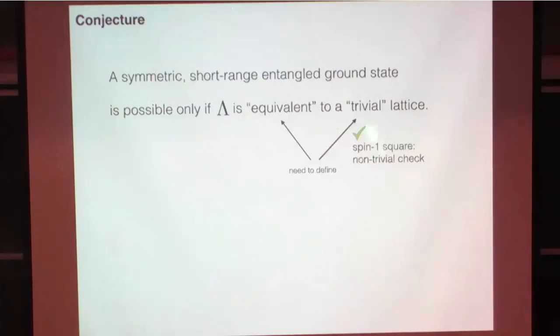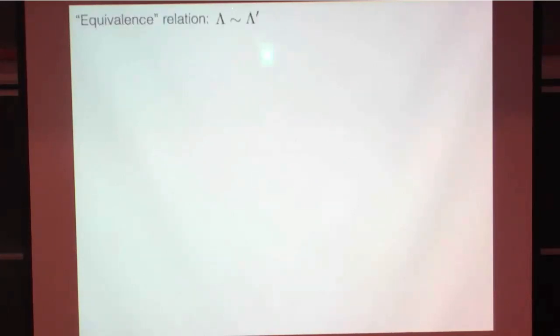Okay, so far I've defined what a trivial lattice is. The other part of the conjecture, I need to define what I mean for 2 lattices or 2 magnets to be equivalent. So let me define an equivalence relation between 2 lattices.